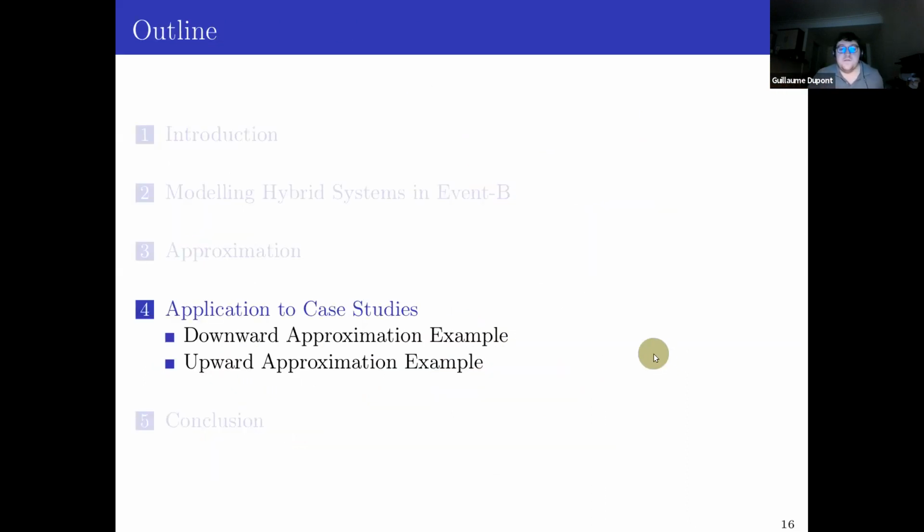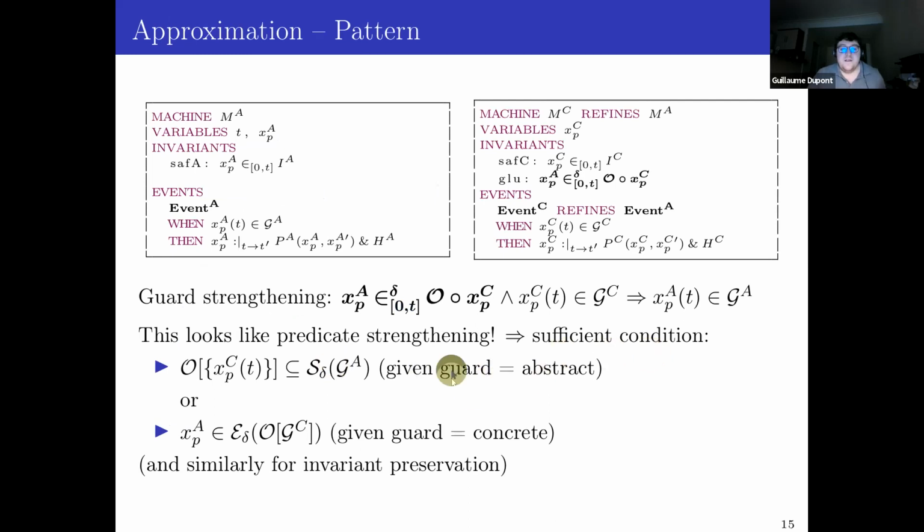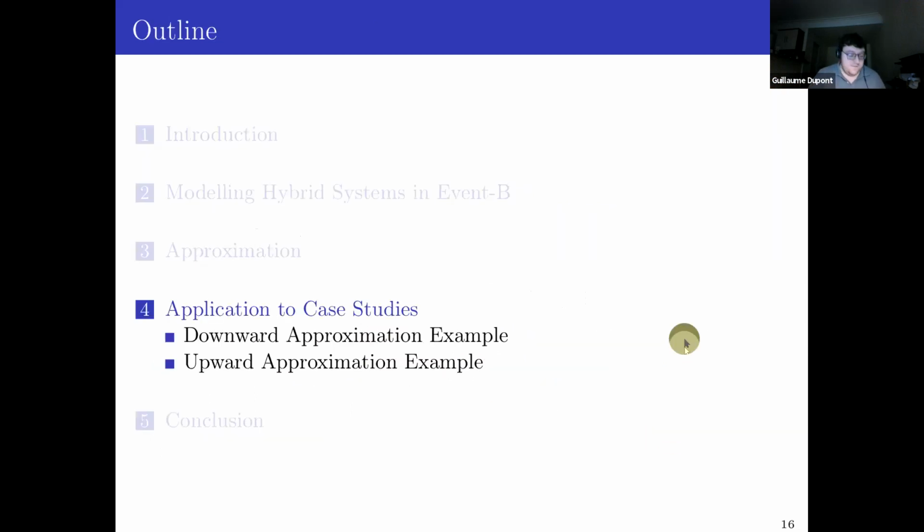Right. So having the abstract guard and obtaining the concrete guard looks like downward approximation. You have the abstract system as a whole, and you can deduce the concrete system. So this is actually downward approximation. And in the other direction, this is an upward approximation. You have a target concrete guard, and you deduce the abstract guard you want to have so that you reach this target. So how can we use approximation on concrete case studies?